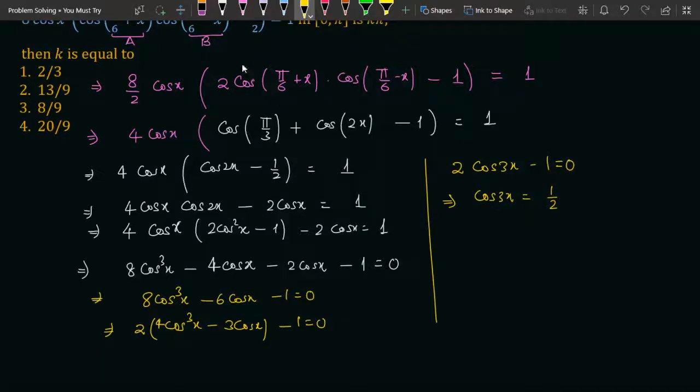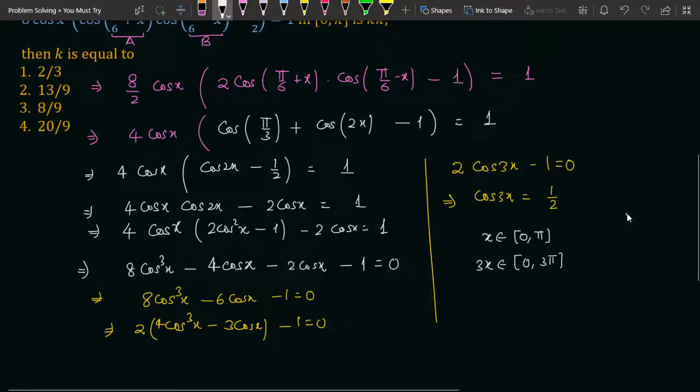Now comes the main thing. Since x was lying between 0 and pi, therefore the angle 3x should lie between 0 and 3 pi. So what we have to do, we have to find the values of 3x which are actually lying between 0 and 3 pi, so that the cosine 3x will become half.